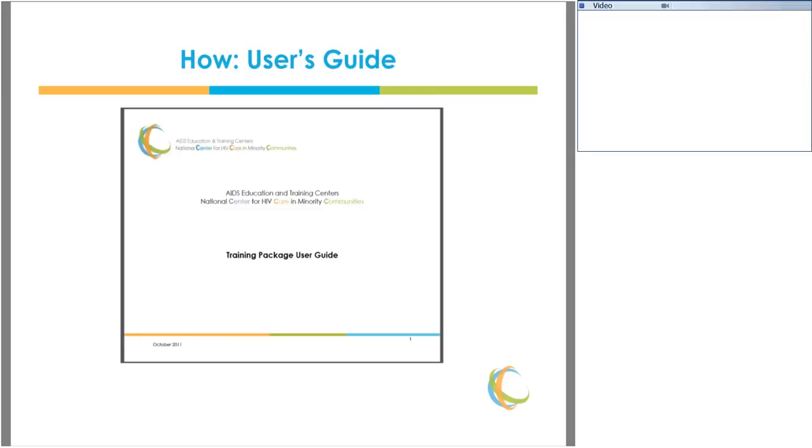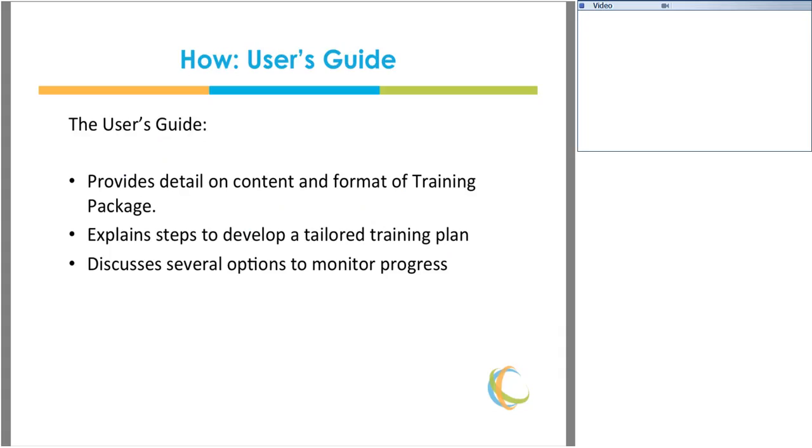The next item that we want to bring to your attention is the user's guide. I just want to briefly explain what's in the user's guide, and then we'll review each part in more detail later in the presentation. The user's guide provides detail on the content and the format of the training package. It explains steps to develop a tailored training plan, and it discusses several options to help you monitor the progress of your care team members in the training package.